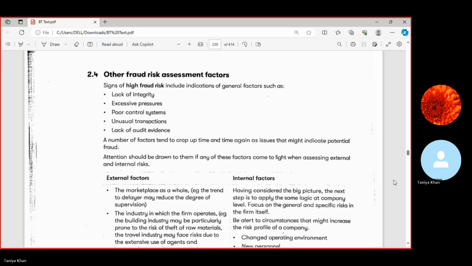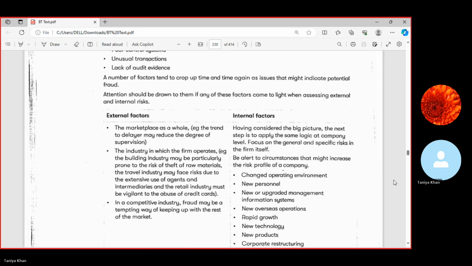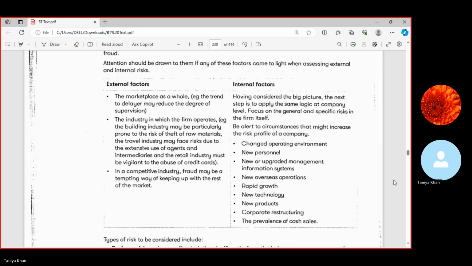A number of factors tend to crop up time and again as issues that might indicate potential fraud. Attention should be drawn to them if any of these factors come to light when assessing external and internal risk. So we will check the external factors and internal factors. First I'll discuss external factors. External factors are like the external environment. And when we talk about the external environment, first of all, we'll talk about the marketplace.